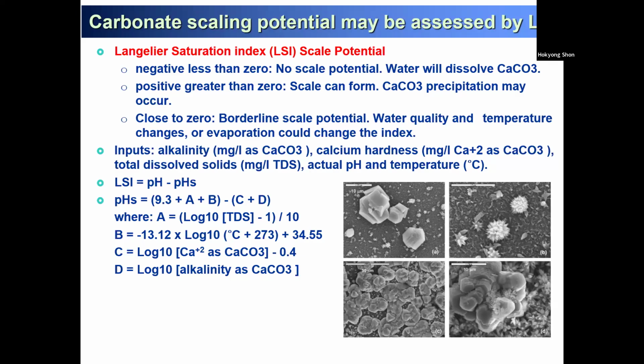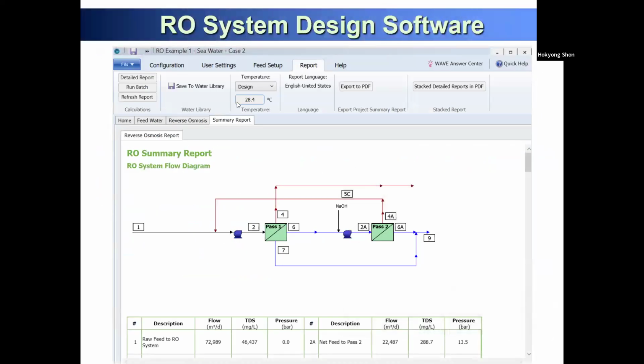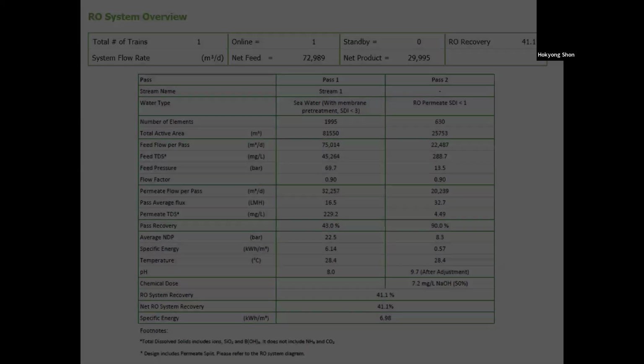So based on this, we also have to look at the report. If you click the summary report, the RO summary, it will show the diagram we designed, and then you will get all the detail: flow, total TDS, pressure, each position like 1, 2, 3, 4, 5, 6, 7, and all the positions. You will get the detailed information.